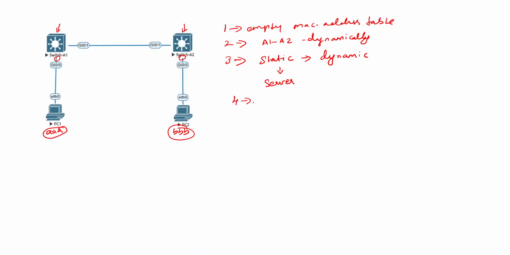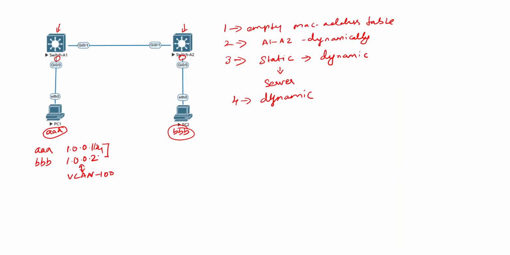Then the second one is dynamic. How does it learn dynamically? Consider there is no traffic sent between PC1 and PC2, and now PC1 wants to send traffic to PC2. Let me write the MAC addresses and also the IP addresses, 1.0.0.1 and 1.0.0.2, considering they are in the same VLAN 100. Consider they are in the same VLAN and also in the same subnet.